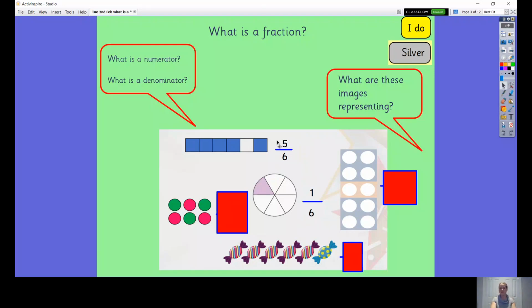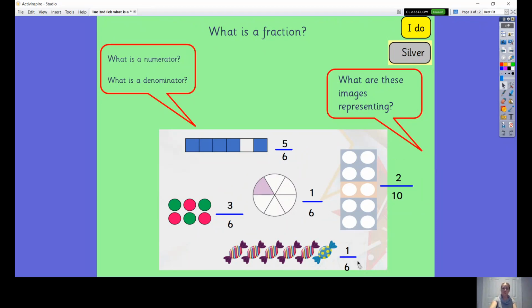This one's a non-unit fraction because it's got a numerator that's greater than 1. And this one, it doesn't matter if you counted the pink or the green, you'll end up with the same fraction, 3/6. Again, non-unit because the numerator is bigger than 1. Over here we had 10 pieces and 2 of them are shaded pink, so we have 2/10. And down the bottom we're doing our spotty sweets, so that is 1/6.